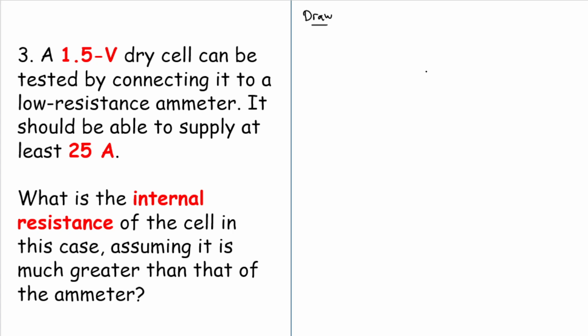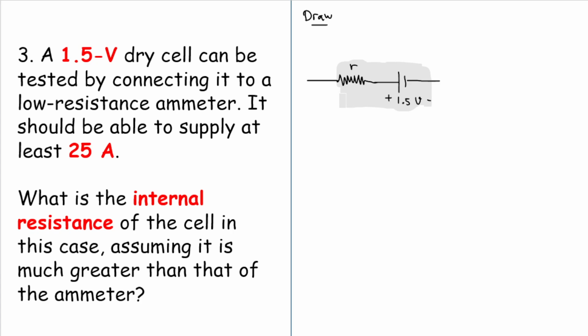So we have a battery with 1.5 volt EMF. Sorry, so I'll have 1.5 here, volt. And then we have an internal resistance, right? So this is not an ideal battery. So let's name that internal resistance here as small r. So I have small r here. So this is inside the dry cell. Good. So this is our cell here.